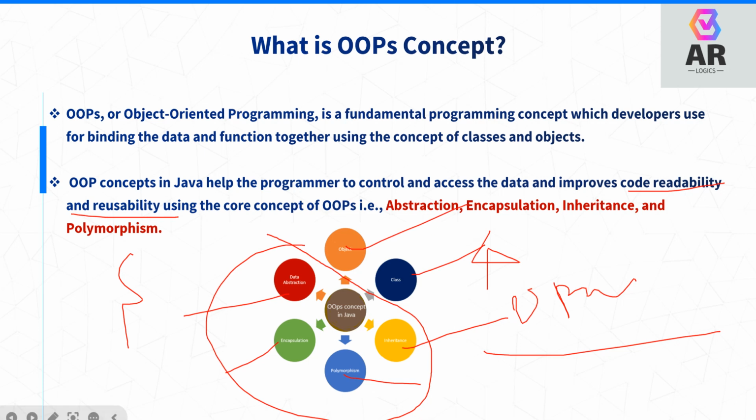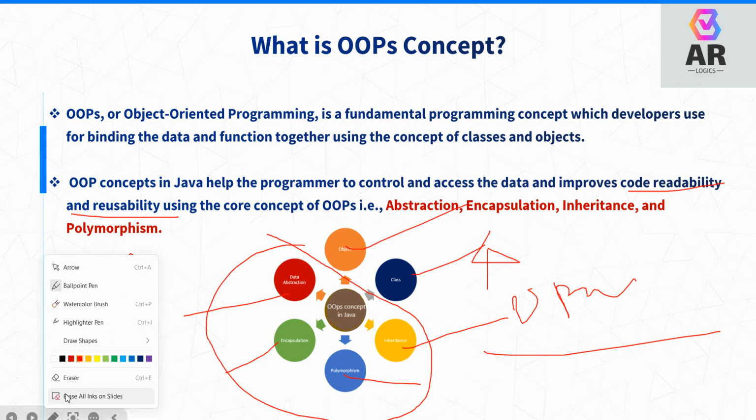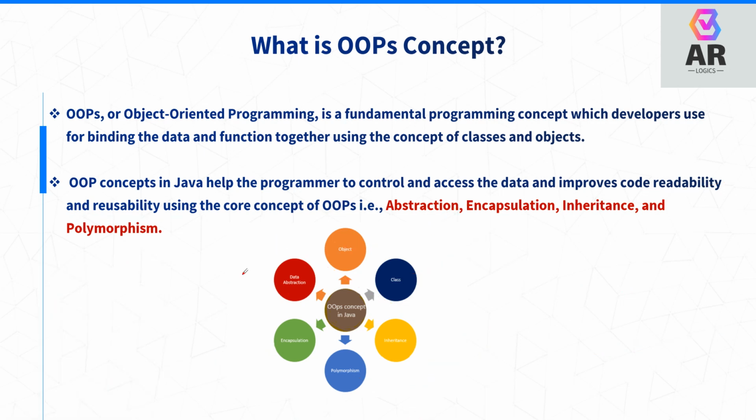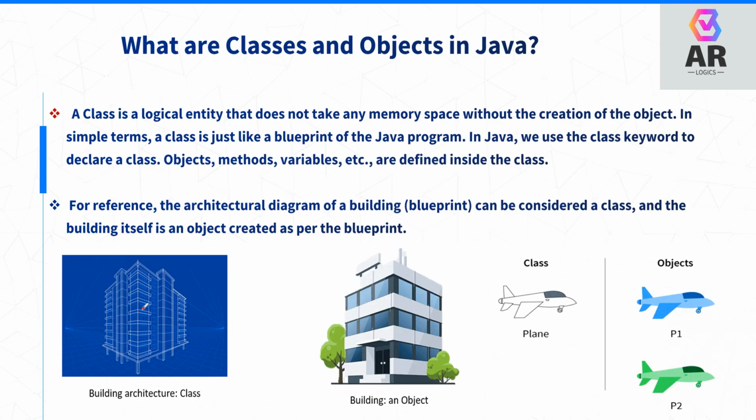What is a class, and what is an object? A class is a logical entity and does not take any memory. Once you create a class, suppose a demo class, it does not take any memory. Only once you create an object will memory be allocated.